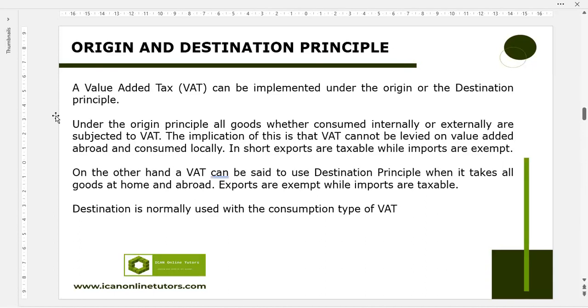Origin and destination principle. Yes, Mrs. Ajimat, thank you. What are the three methods of computation of value-added tax? Addition method, subtraction method, and tax credit or invoice method. Thank you. So now we are moving to the origin and destination principle.